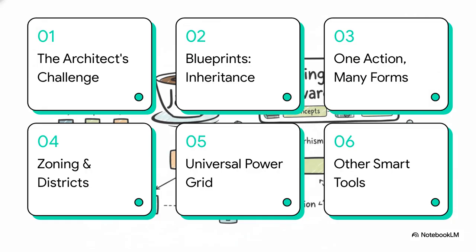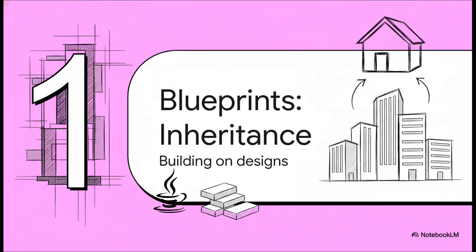Okay, so here's our game plan for building this city. We'll start with the Architect's Challenge, then we'll jump right into Blueprints for Code, that's inheritance. After that, we'll talk about one action taking many forms, then we'll cover zoning laws and city districts, the universal power grid, and finally we'll wrap up with some of Java's other really smart tools. Let's get building.